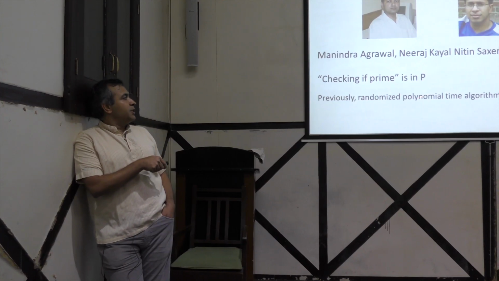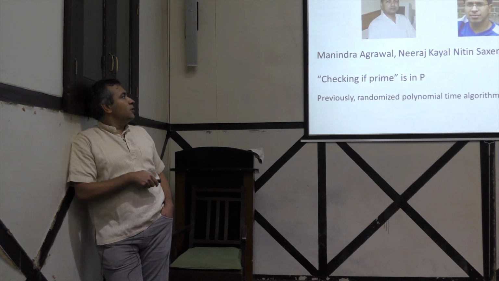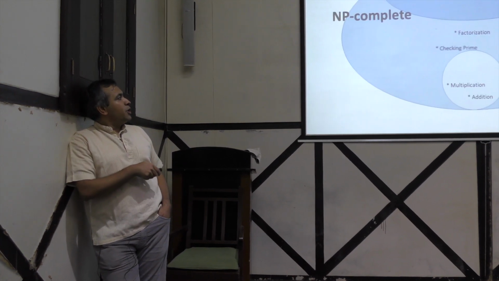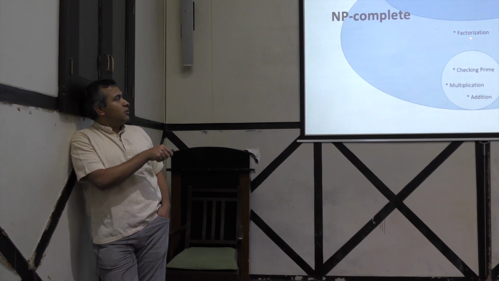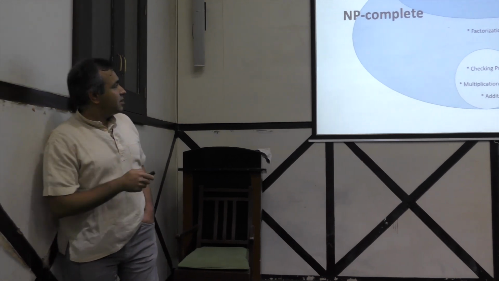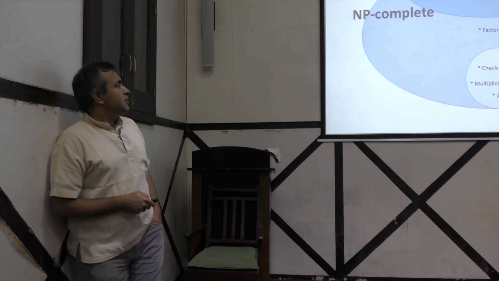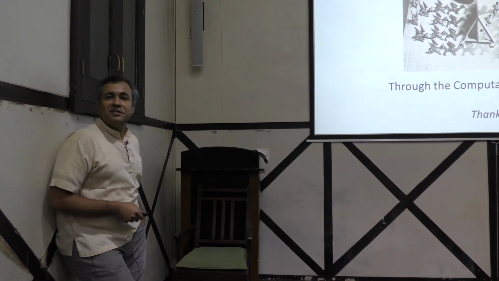Previously, we did believe this was an easy problem. Previously, we had randomized algorithms for it, but this achievement happened about 15 years ago. So among the computational problems we talked about, checking prime actually falls here. Though factorization is over there, primality checking is over here. I think this more or less comes to an end of what I wanted to say. I'll open the questions. Yes.